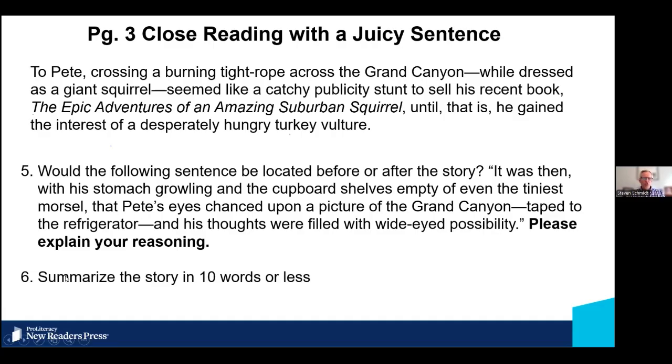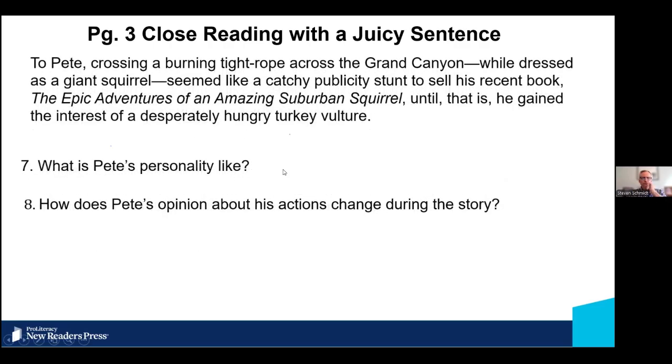Let's see, do we want to do one more question? How about let's do question 8. How do Pete's opinions about his actions change during the story? And again, please bring in evidence from the text. How does Pete's opinion change about what he did?